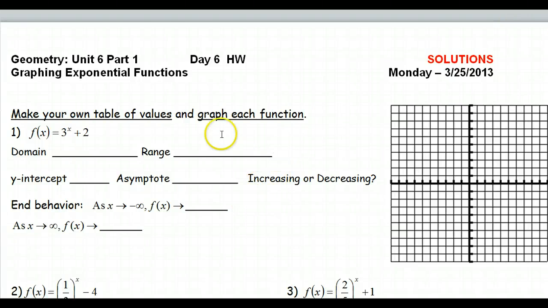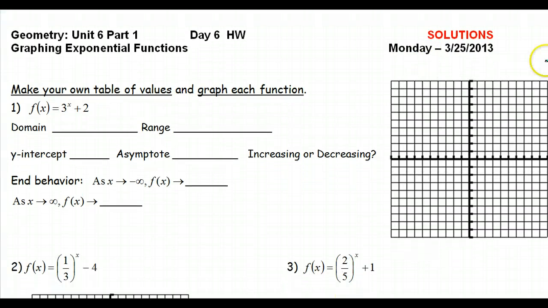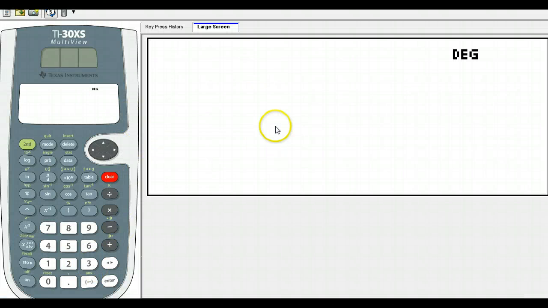Alright, this is day 6 in our unit on everything to do with exponents and exponential functions. Today we'll be focusing on graphing exponential functions. And we are going to make heavy use of our good friend, the TI-30 XS Multiview.